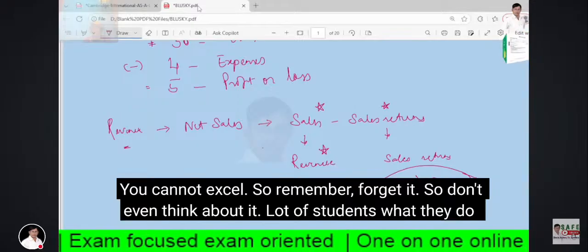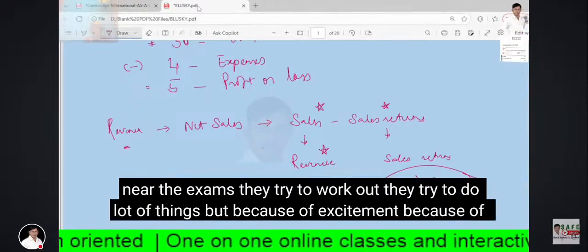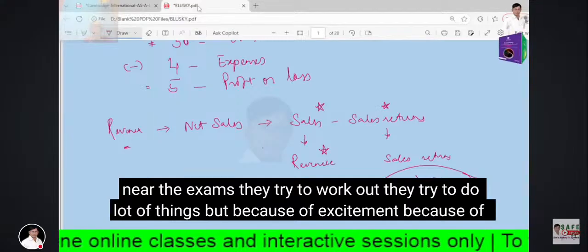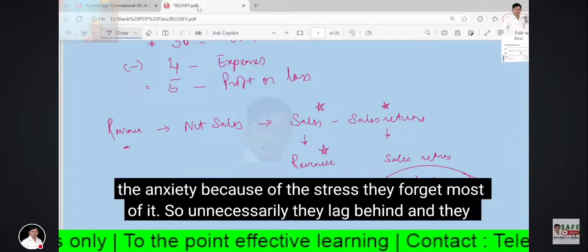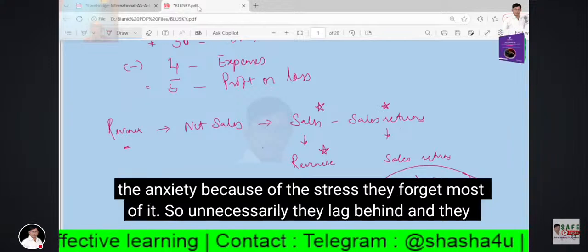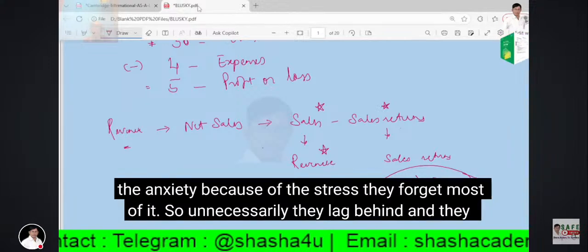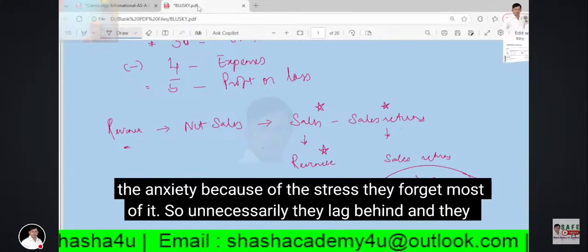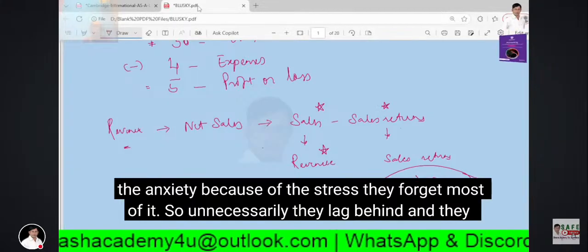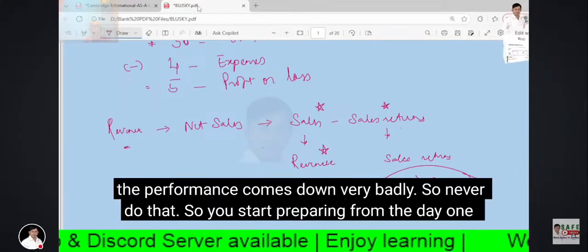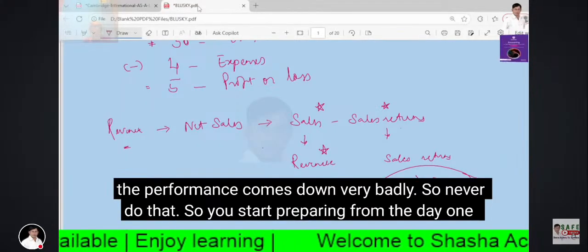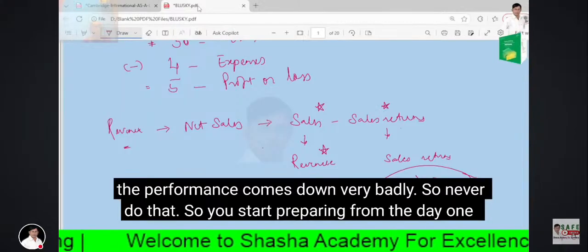A lot of students, near the exams, try to work out a lot of things, but because of excitement, anxiety and stress, they forget most of it. So unnecessarily they lag behind and the performance comes down very badly. So never do that. Start preparing from day one.